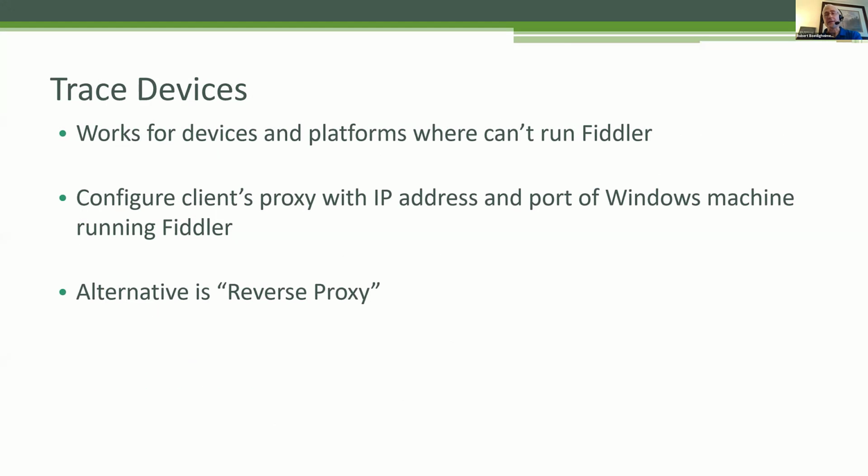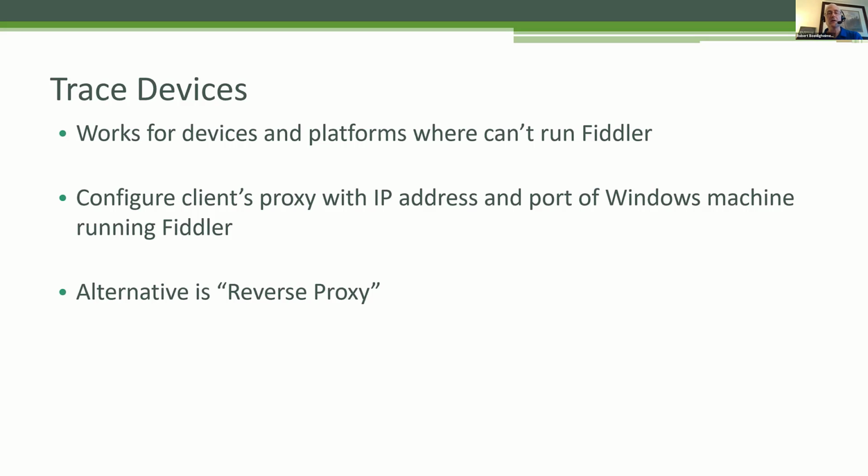You can also trace devices. Fiddler Classic only ran on Windows. I told you Fiddler Everywhere works on Mac and Linux as well. There still are a lot of times where we run a responsive design for our website, so our site has to work well on phones, tablets, desktops, any form factor. Well, I don't have a version of Fiddler that runs on my iPhone. So if I'm using an iPhone and I'm having problems, how could I troubleshoot that?